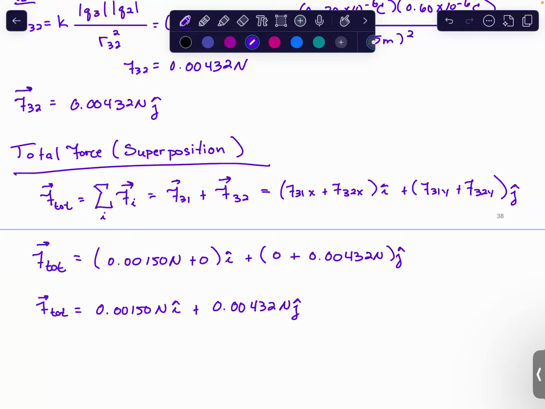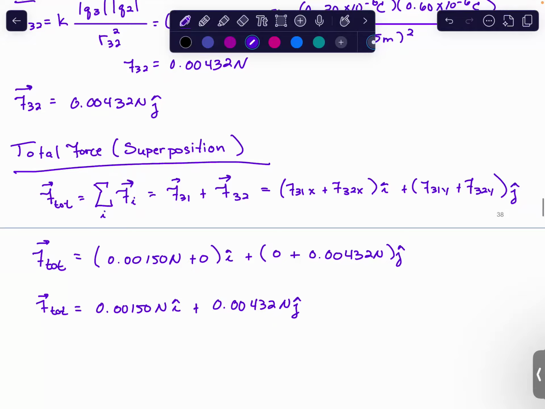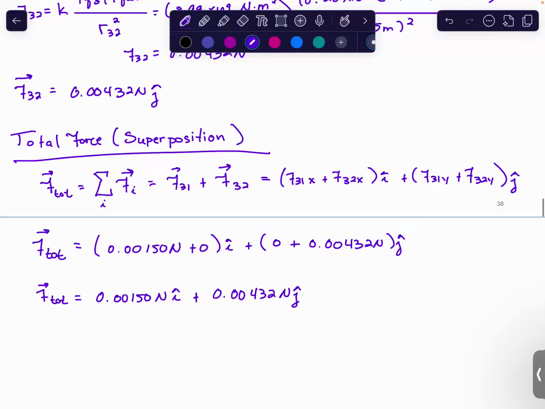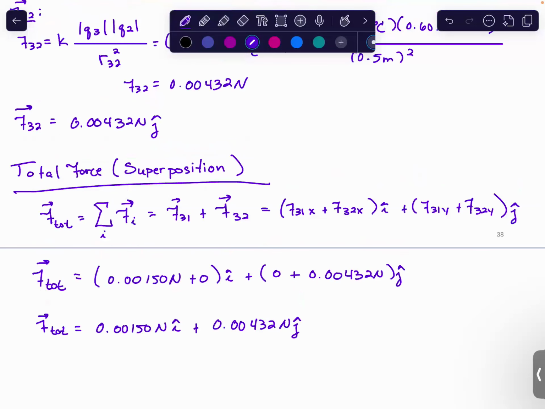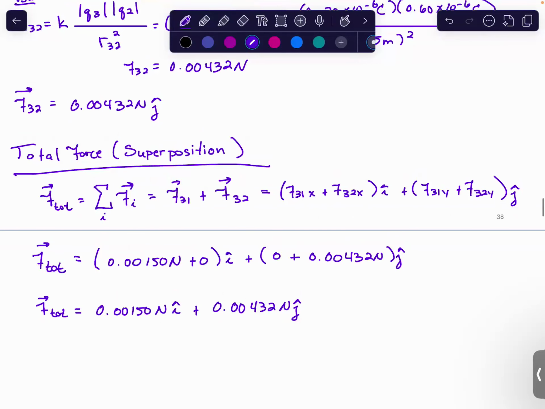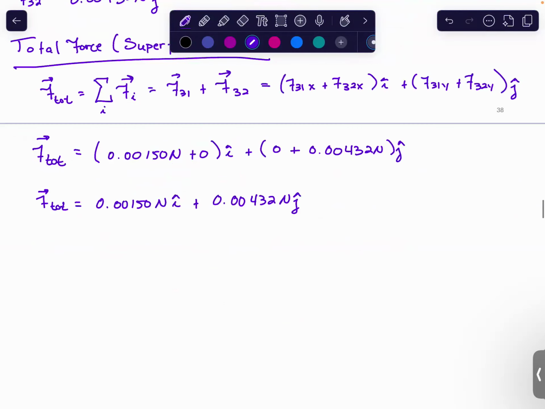So we now have the total force vector. Now here's a question. We're going to draw this in. Which quadrant is this in? First quadrant. All right, so what do we need next? We have the vector. Magnitude.